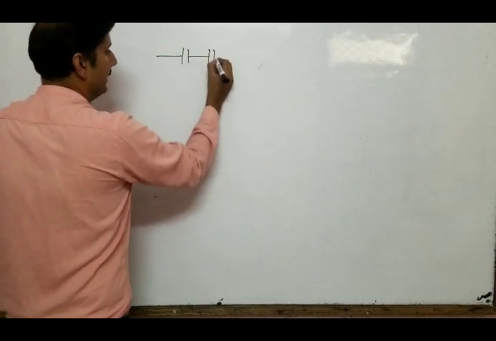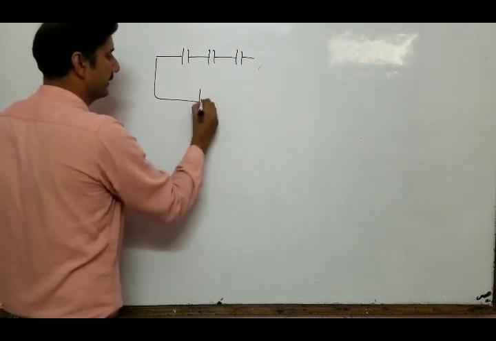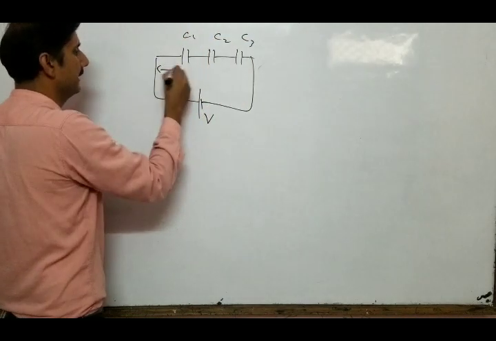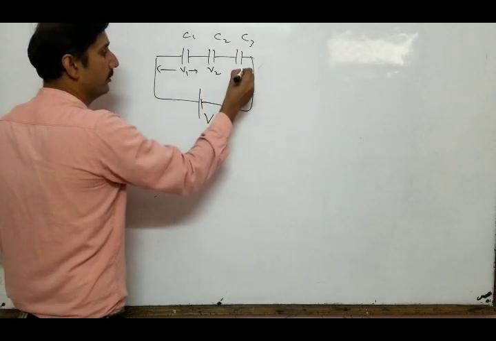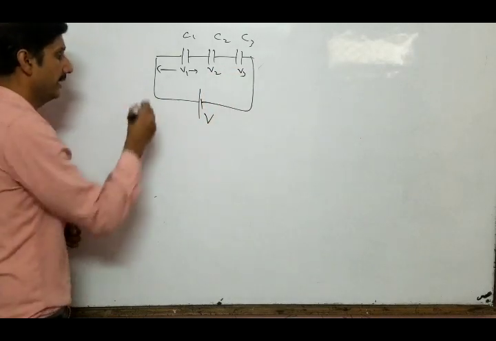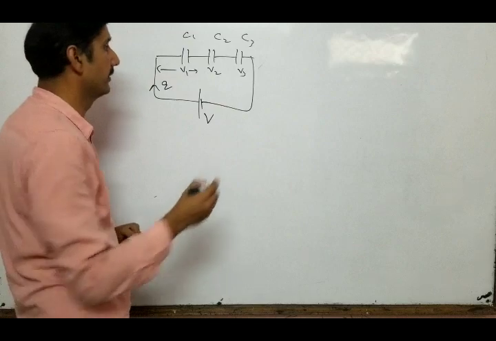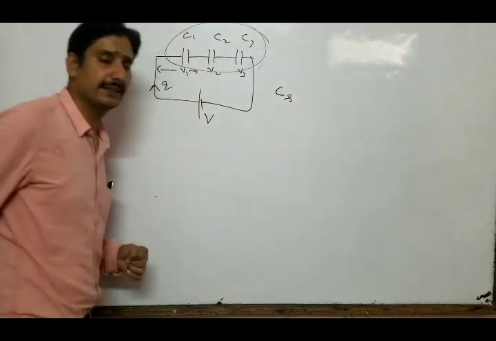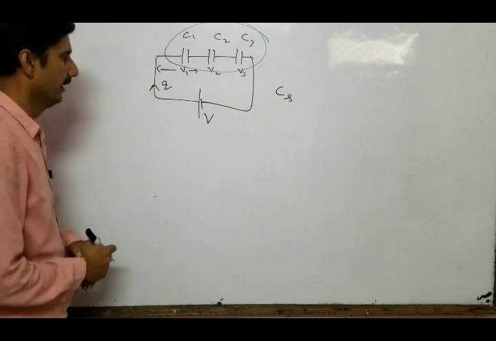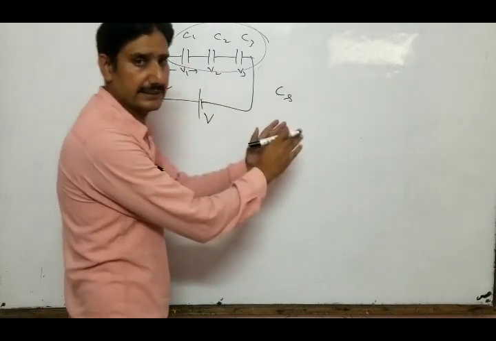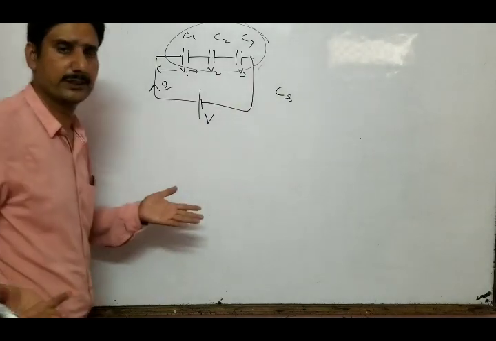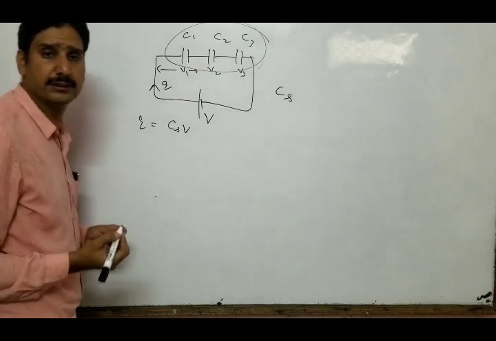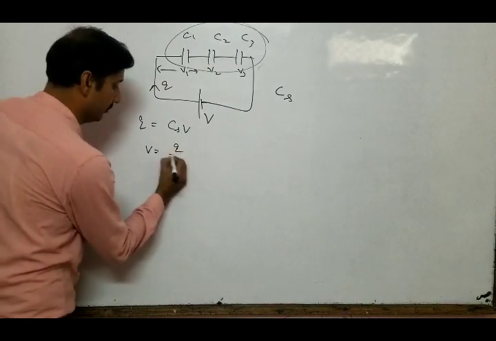Let's say there are three capacitors in series and there is a total voltage V applied across it. This is C1, C2, C3, and let's say the voltage across them is V1, V2 and V3. Let's say total charge Q is going through that, and I assume that the effective capacitance of these three capacitors is Cs. Now total charge is Q, total capacitance is Cs, total voltage is V. I know Q is equal to CV. So Q is equal to Cs into V. So V is Q by Cs.